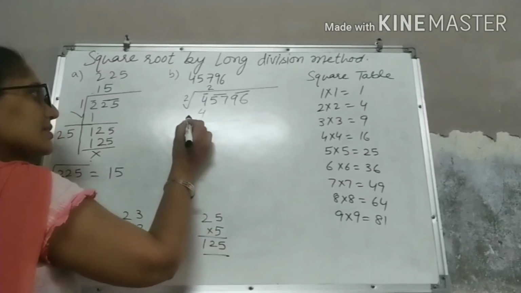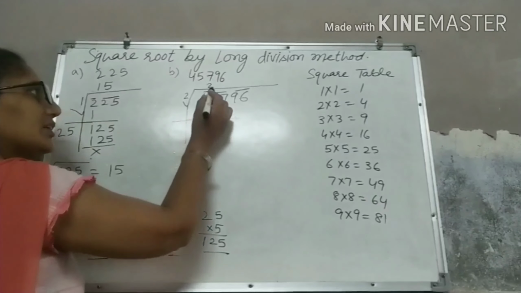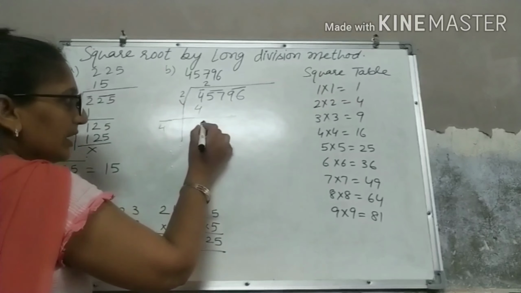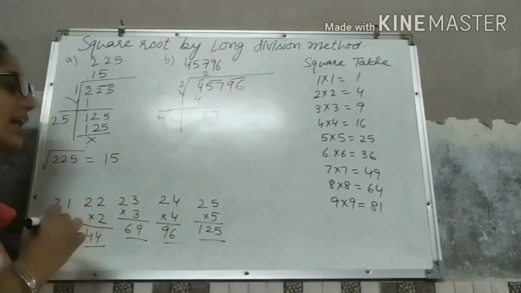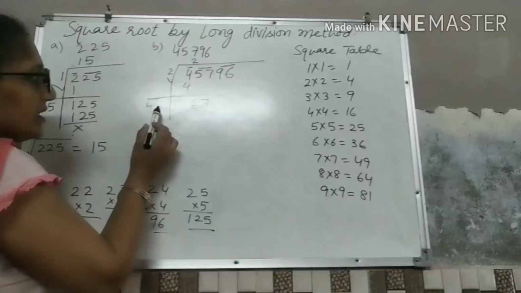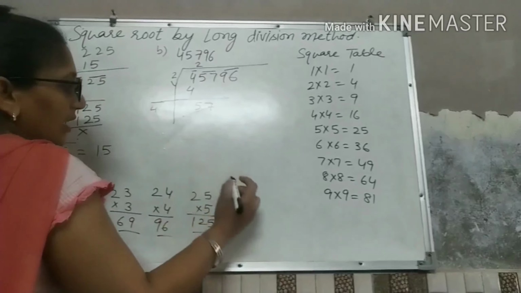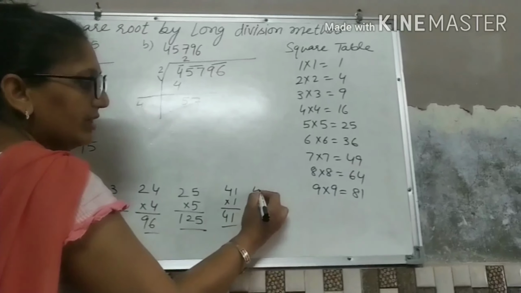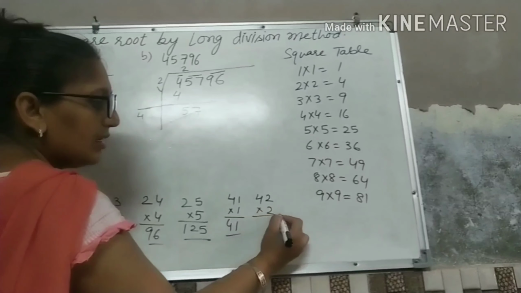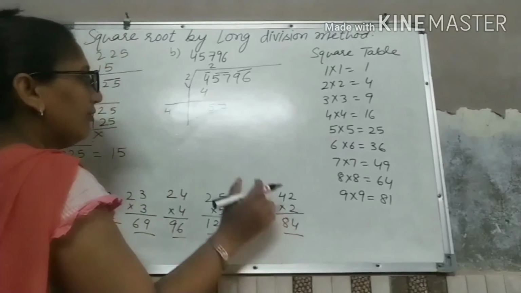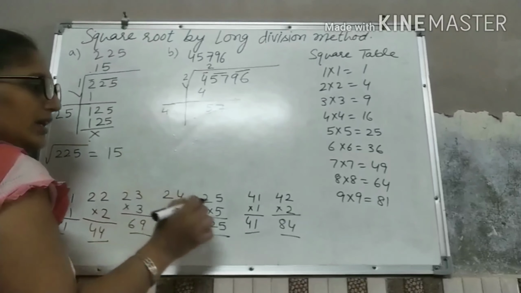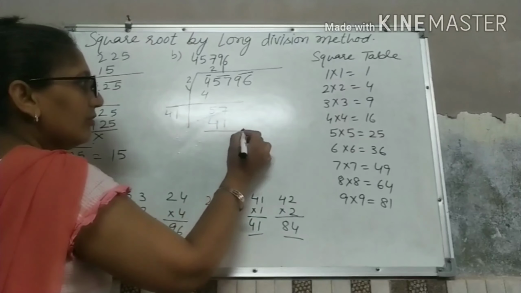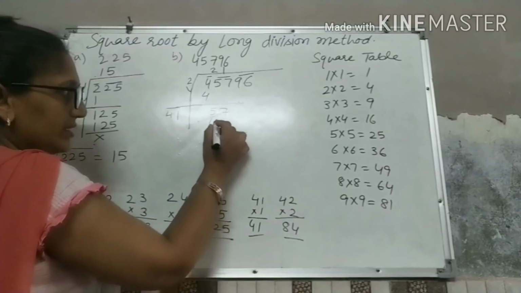Now the next step is multiply the quotient with 2. So 2 2s are 4. Now I will take another pair here. So now we will again check which unit digit will come here. So I will take 1. So it will come 41. If I will take 2, then it will come 84. But 84 is greater than 57. So I will take 41. So 41 ones are 41. Now I will subtract it.